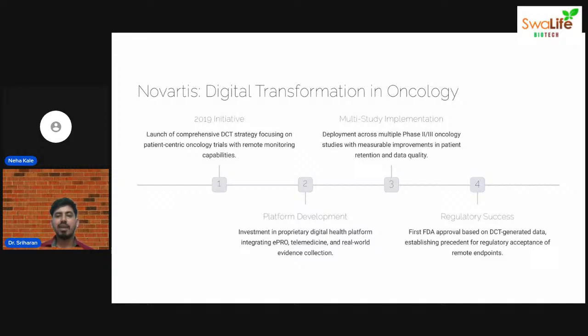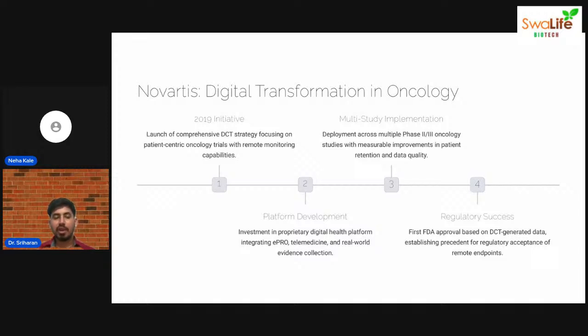The third one is multi-study implementation. While we are collecting this data from the integration of EPRO, telemedicine and the multi-platform, it gives measurable results and improvement in patient care. So these platforms help patients increase their participation in the trial, because we are doing it in a remote manner alone. There is no travel burden.